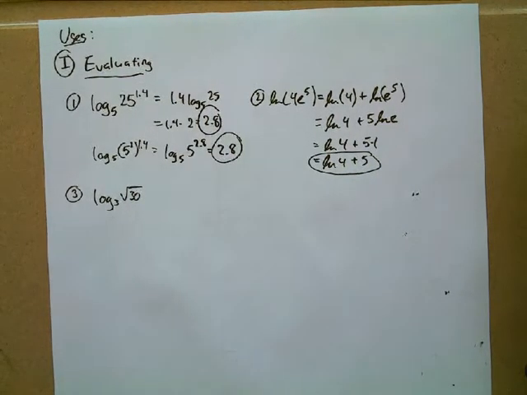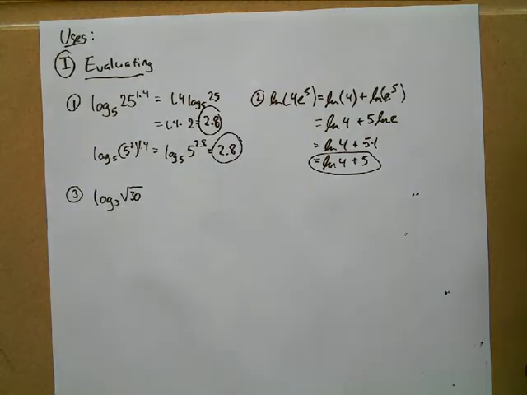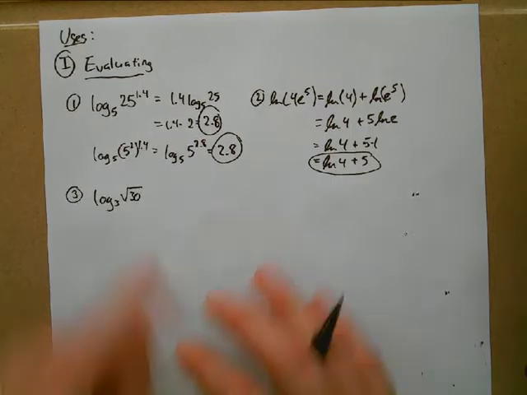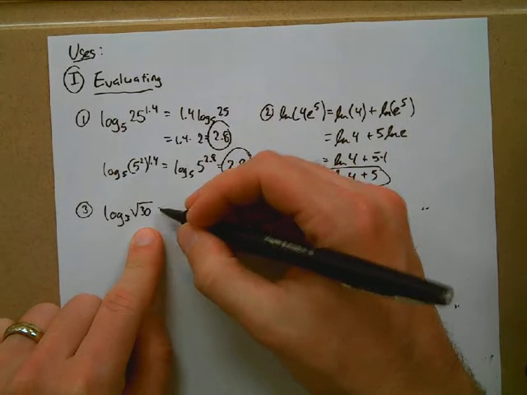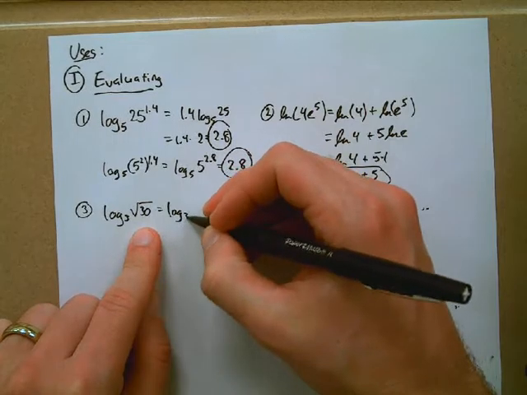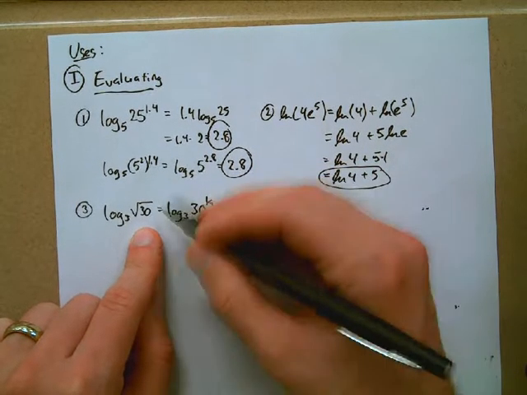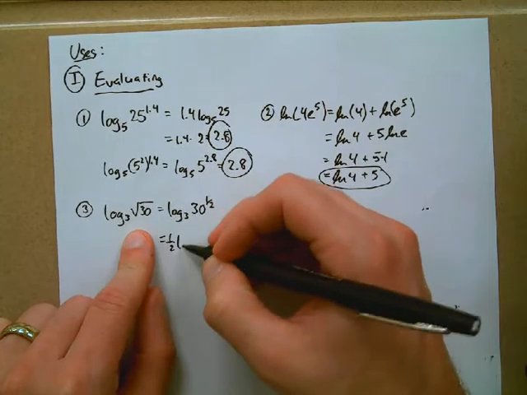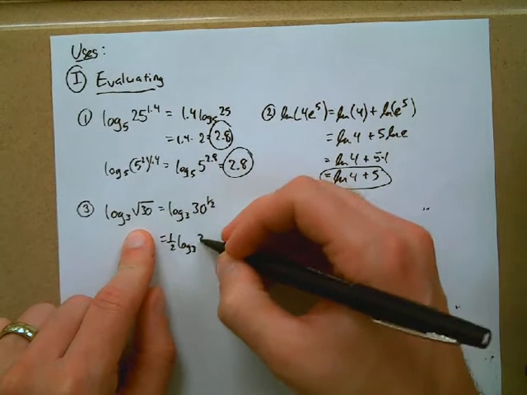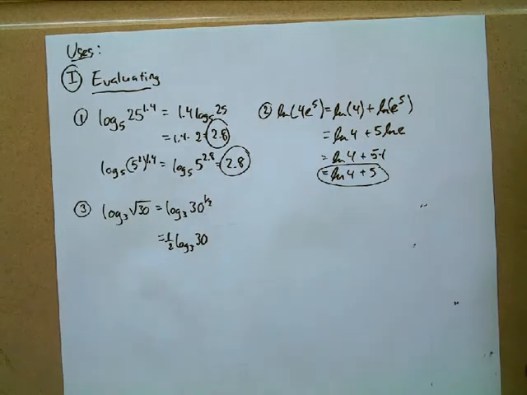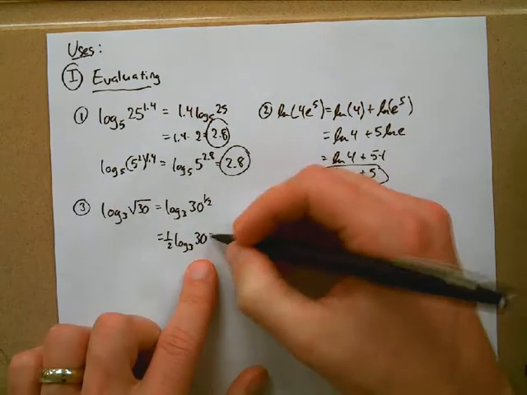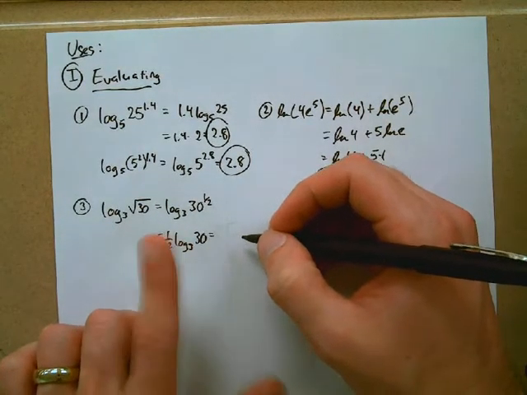So log base 3 of the square root of 30. Well, square root can be rewritten as an exponent. Square root is the same thing as 30 to the 1/2 power. That 1/2 can now come out front, so it's 1/2 log base 3 of 30, which we can now say, but 30 is 3 times 10, so it's 1/2 log base 3 of 3 times 10.